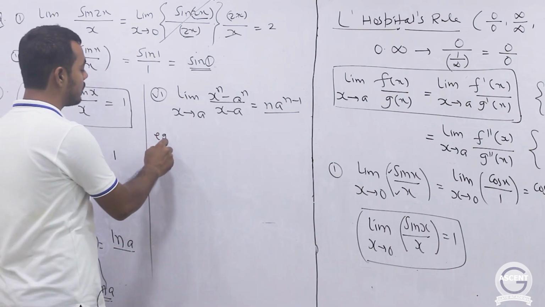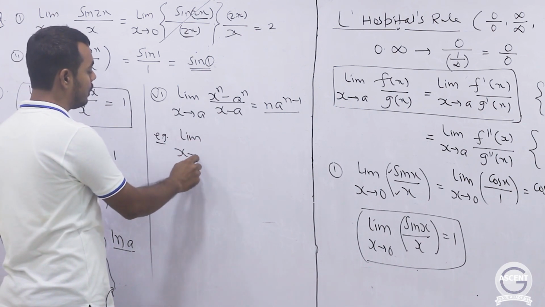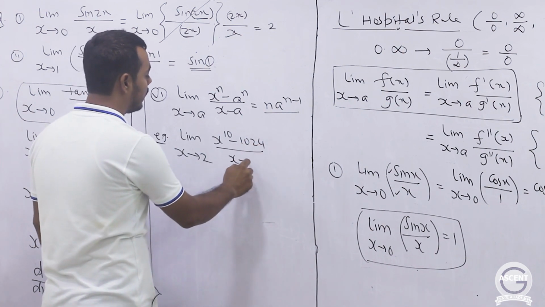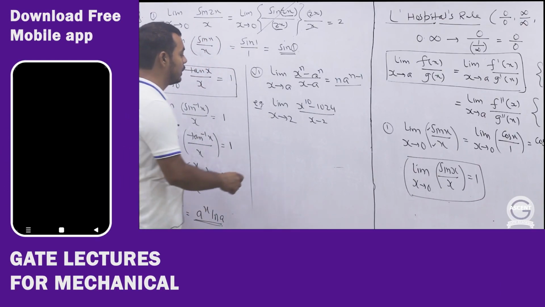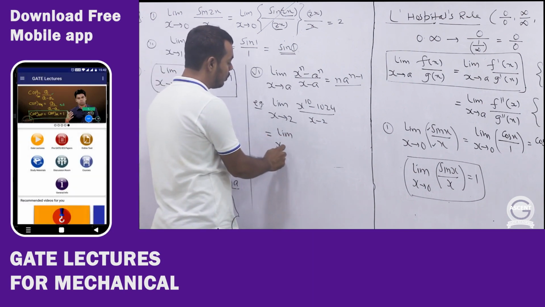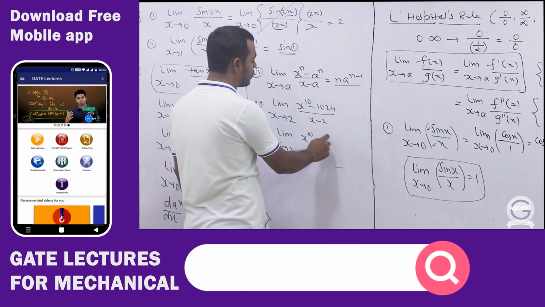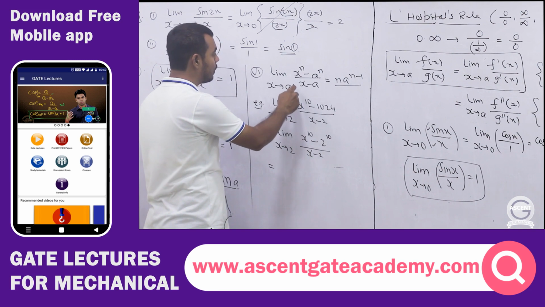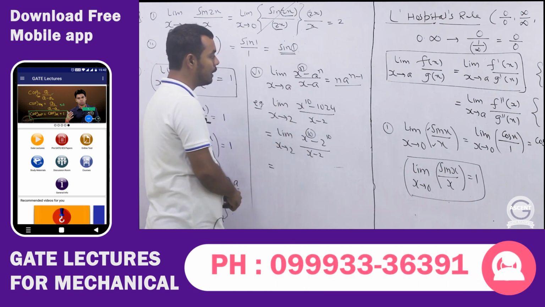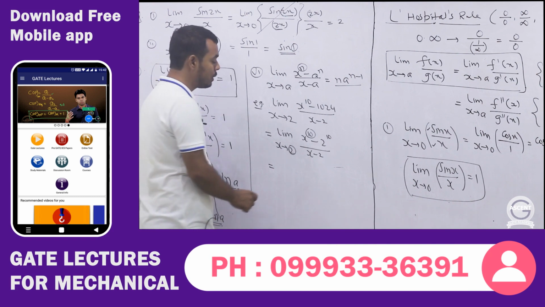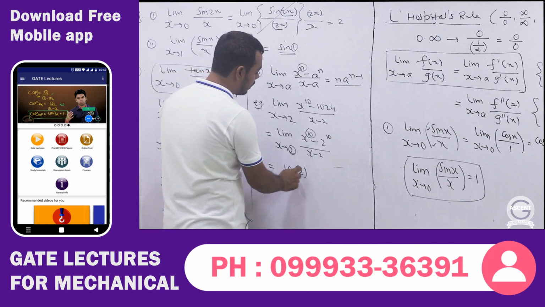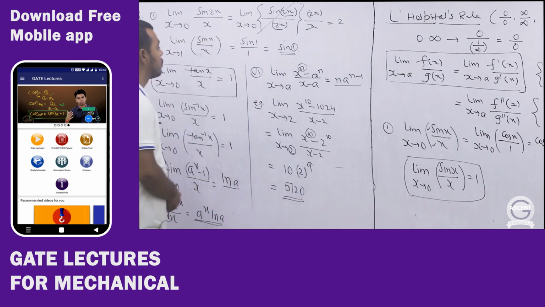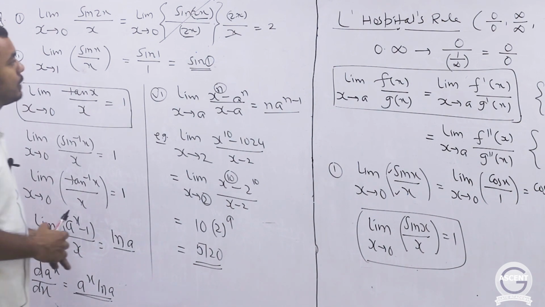Now how to use this formula? Suppose I have to evaluate limit x tending to 2 x to the power 10 minus 1024 by x minus 2. So this you can write as limit x tending to 2 x to the power 10 minus 2 to the power 10 by x minus 2. Now using this formula, in place of n you have 10 and in place of a you have 2. So this will give us n a to the power n minus 1, which is 5120. So these were 6 different results based on this L'Hopital's rule.